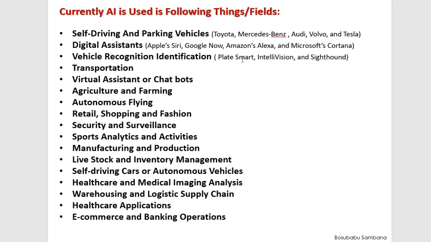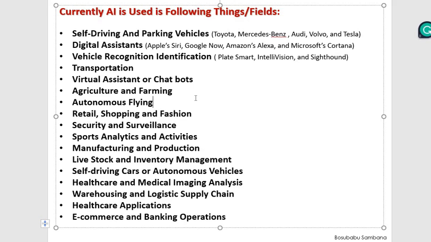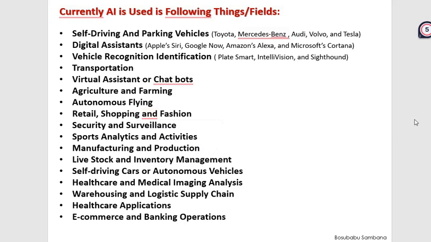Vehicle recognition, license plate identification, smart television, transportation, virtual assistants, chatbots, agriculture and farming, autonomous flying, which means drones, retail and shopping, fashion technologies, security and surveillance systems, sports analytics and activities, manufacturing and production, livestock production and inventory management, decision making, and self-driving cars and autonomous vehicles. Next, healthcare and medical image analysis, warehousing and logistics, supply chain management, healthcare applications, hospitality management, and finally e-commerce and banking operations also.